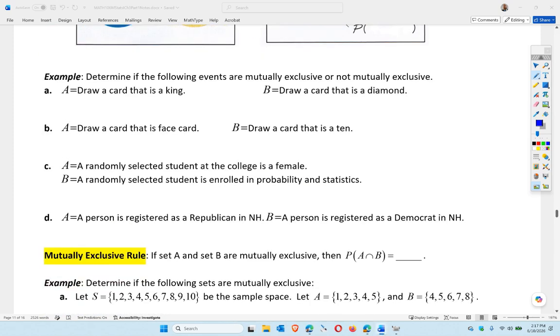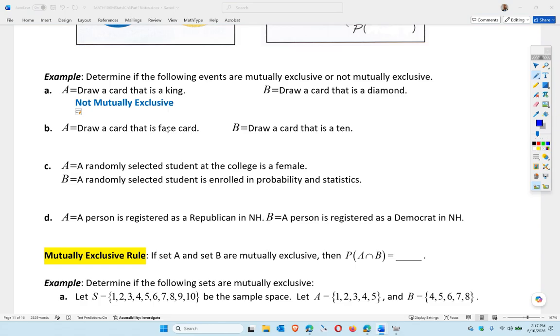You're talking about single events, right? Whereas independence is talking about more than one event. Does one depend on the other? So if I draw a card, can it both be a king and a diamond? Yes, it can. You can get a king of diamonds. You can be both at the same time. So those are not mutually exclusive.